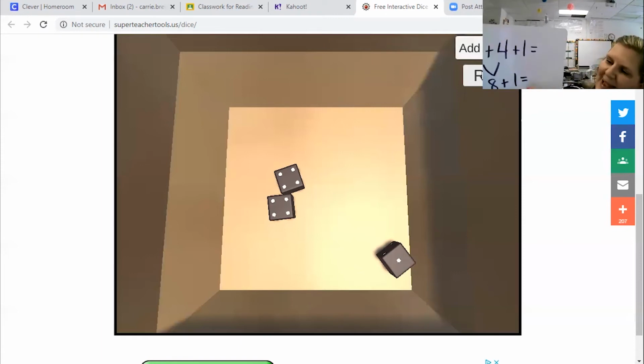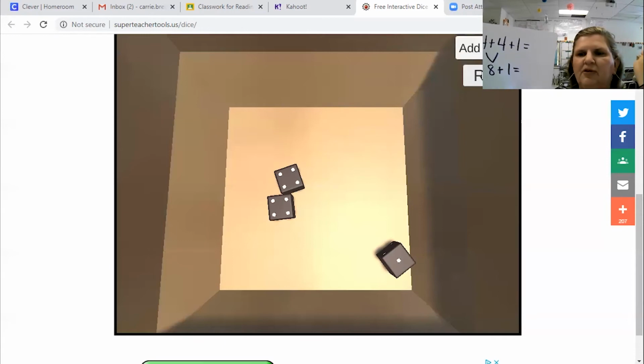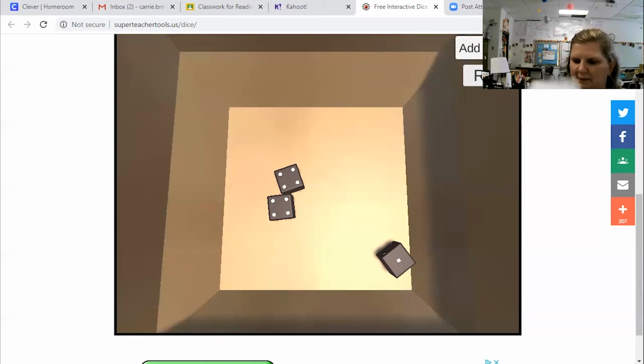So 4 plus 4 is 8, and now I need to add 1. What do I have to do to add 1? Just count to the next number, right? Count up 1. So 8, what comes after 8 would be 9.